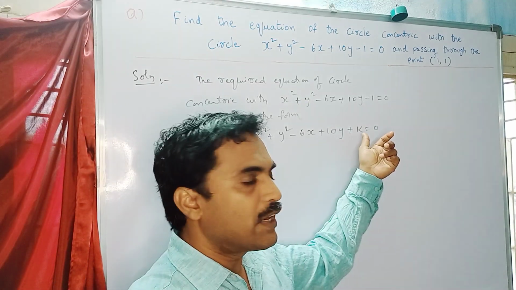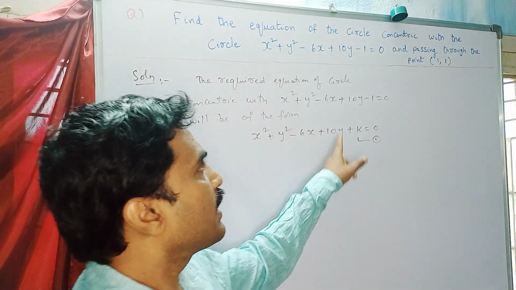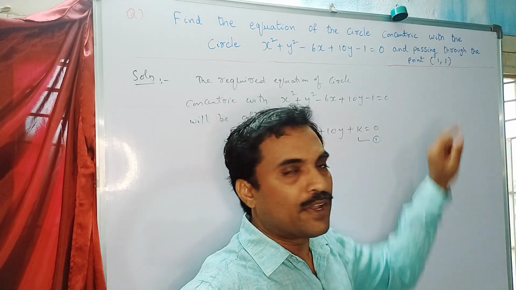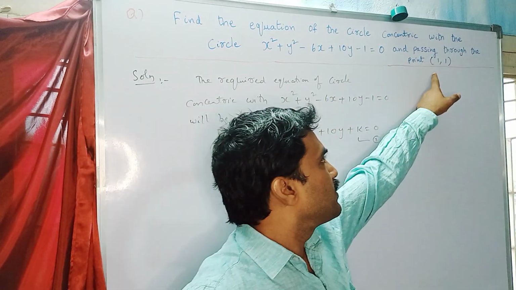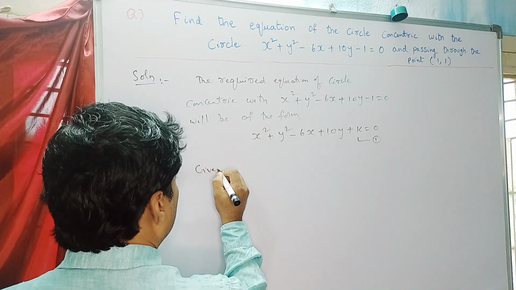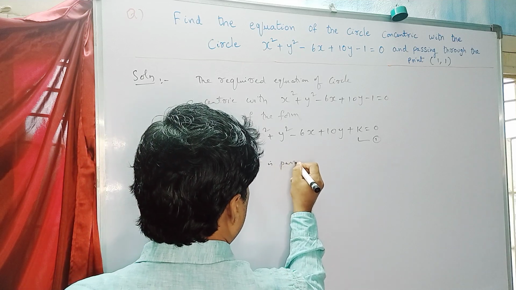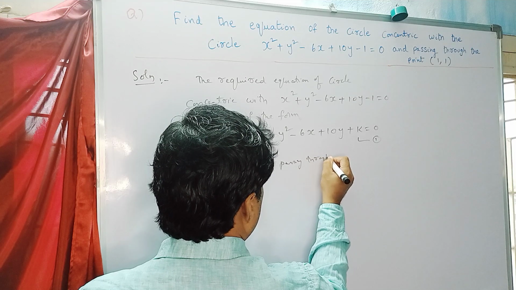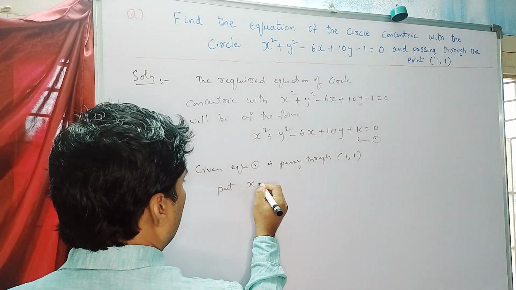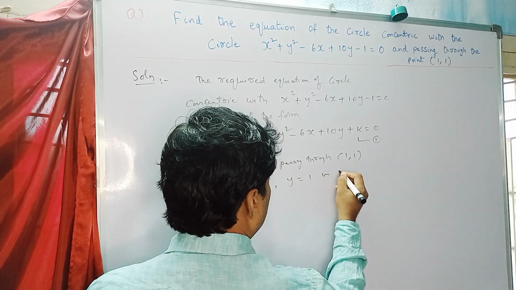Now after this you need to find the value of k. We call this equation number 1. What is the other condition given in the problem? The required equation of circle is passing through the point (1, 1). So you have to put x equal to 1 and y equal to 1. Given equation 1 is passing through the point (1, 1), so put x equal to 1, y equal to 1 in equation number 1.